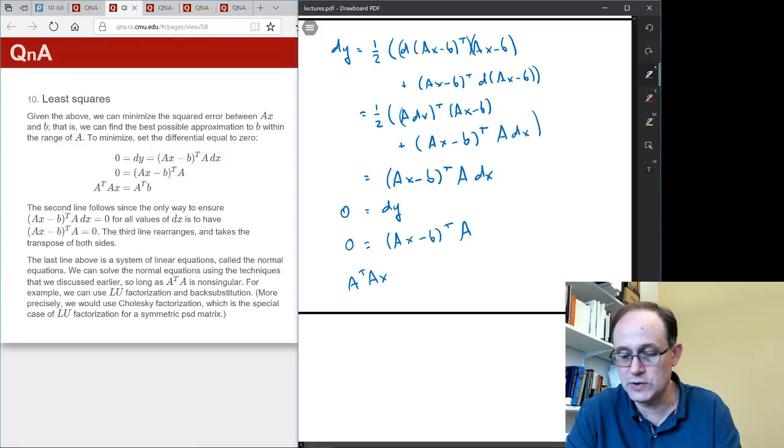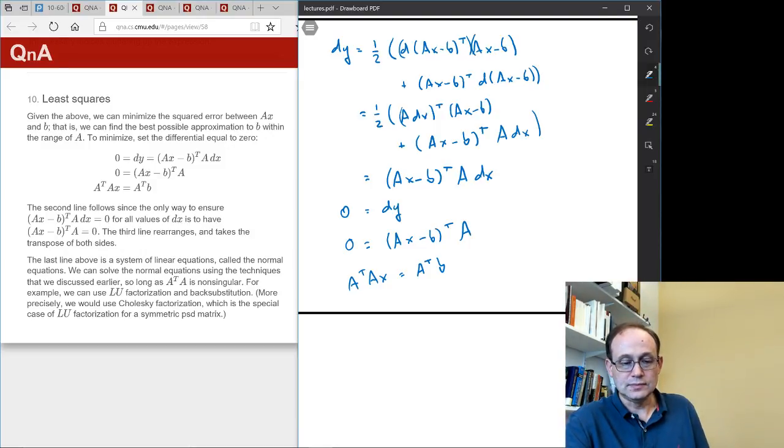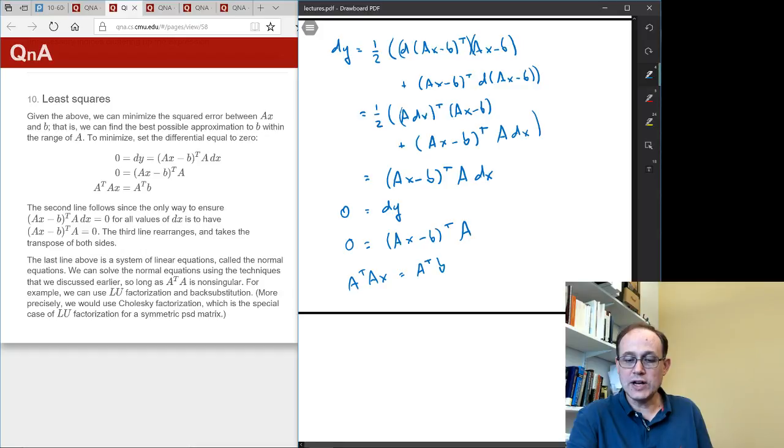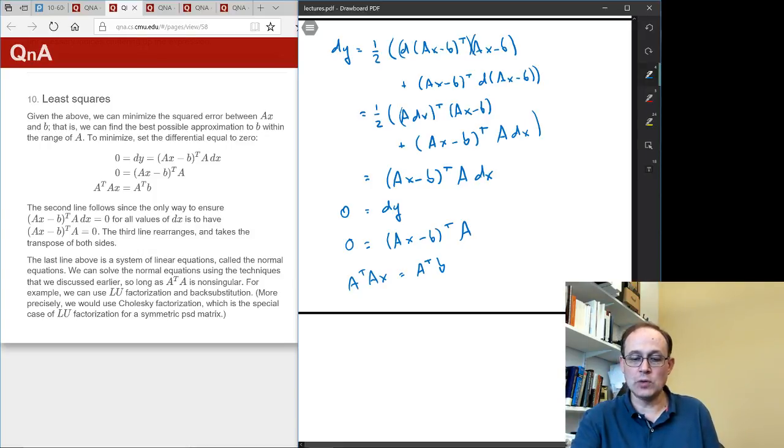You take the transpose of this expression, right, because transpose of 0 is 0. A transpose Ax has to be equal to A transpose b, right? And so this is a system of linear equations, and we can solve that system to find the x that minimizes the norm squared of Ax minus b. This system of equations is called the normal equations.